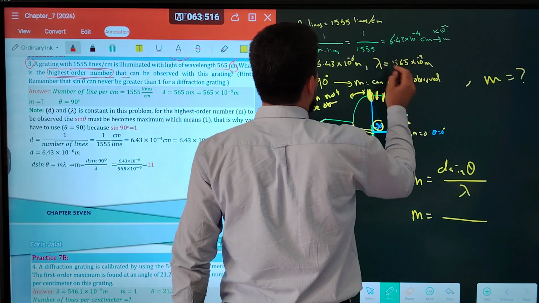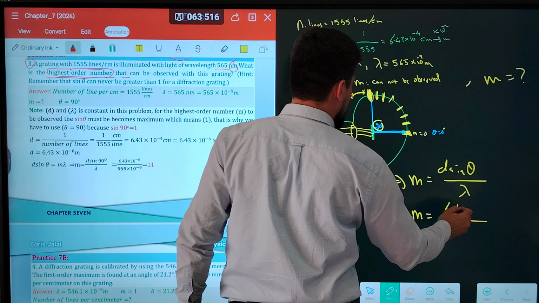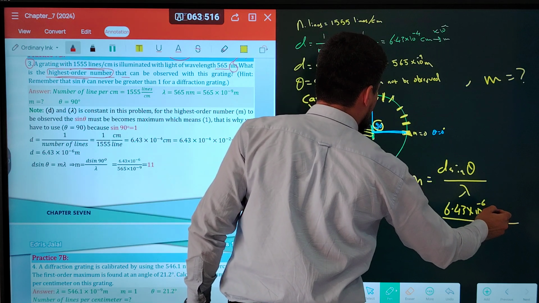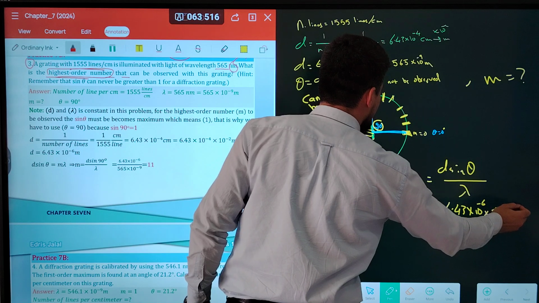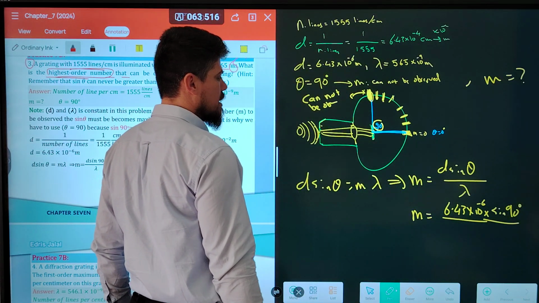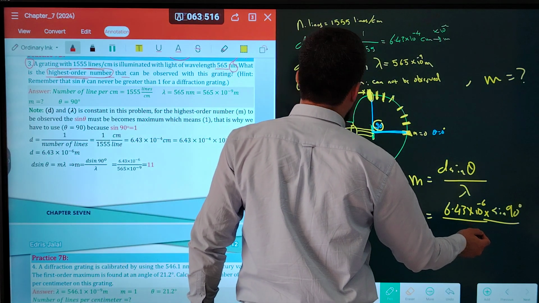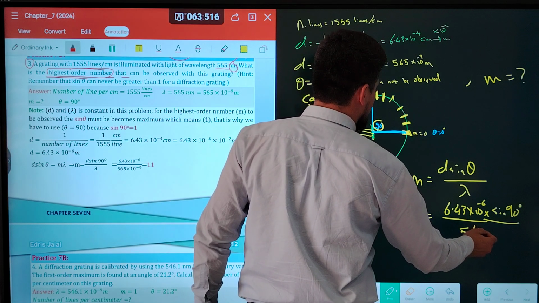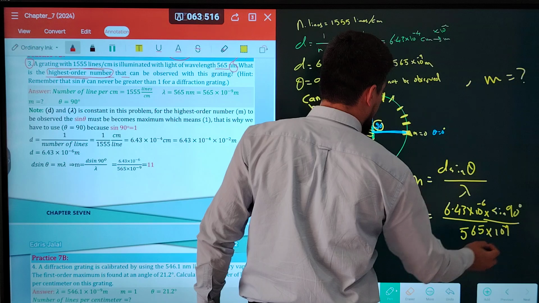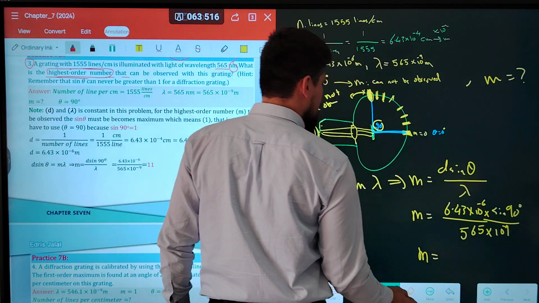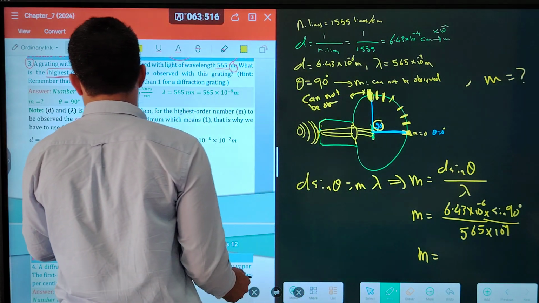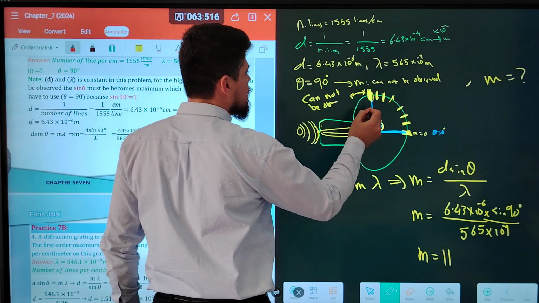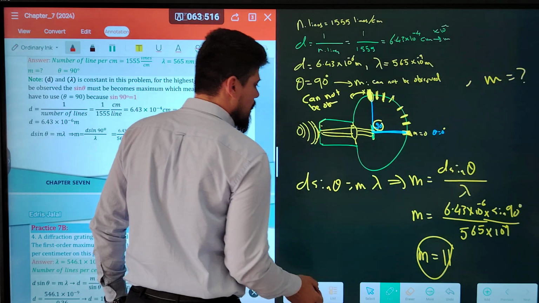d, we didn't have, but we found 6.43 times 10 to the power negative 6, times sine what? Sine 90. And over the wavelength, which was given, 565 times 10 to the power negative 9. M is equal to what? M is equal to 11. Okay, so this is M equal to 11.